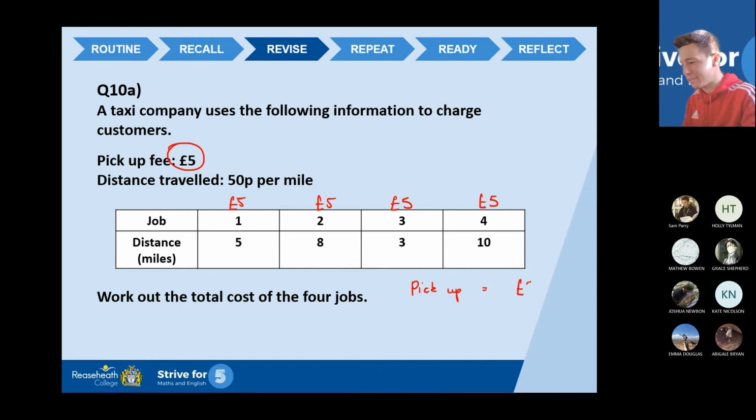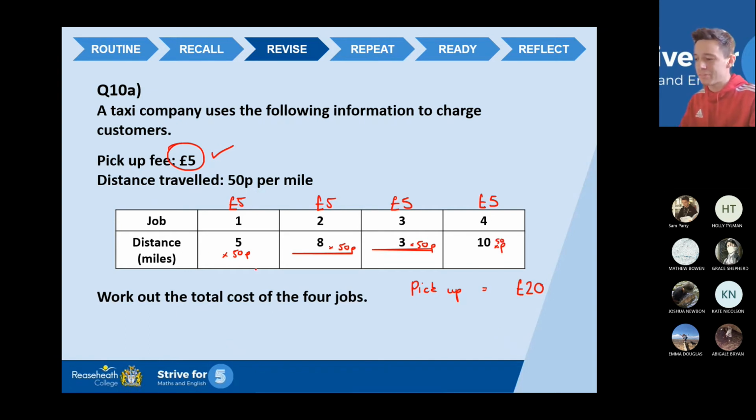I'm going to put £20 in there just to remember that. Now that's done, I've looked at pickup fees. I'm going to focus on the distance travelled, and it's 50p per mile. So each one of these, that's miles, so I'm going to times that by 50p. And I'm going to do 8 times 50p, and 3 times 50p, and 10 times 50p.